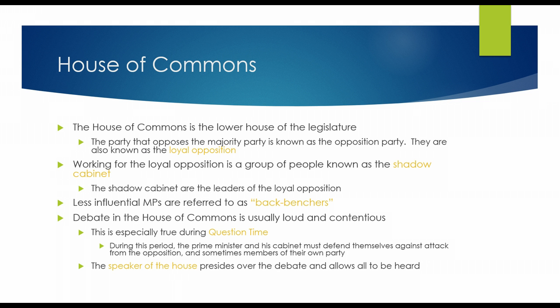The House of Commons is the lower house of the legislature. The party that opposes the majority party is known as the opposition party, and they are also known as the loyal opposition. Working for the loyal opposition is a group of people known as the shadow cabinet. The shadow cabinet are the leaders of the loyal opposition. So they are the main people, the top people, the people that would probably be in the cabinet or in the leadership if they were in the majority. And those are the people that work to try and argue against what the majority is doing.